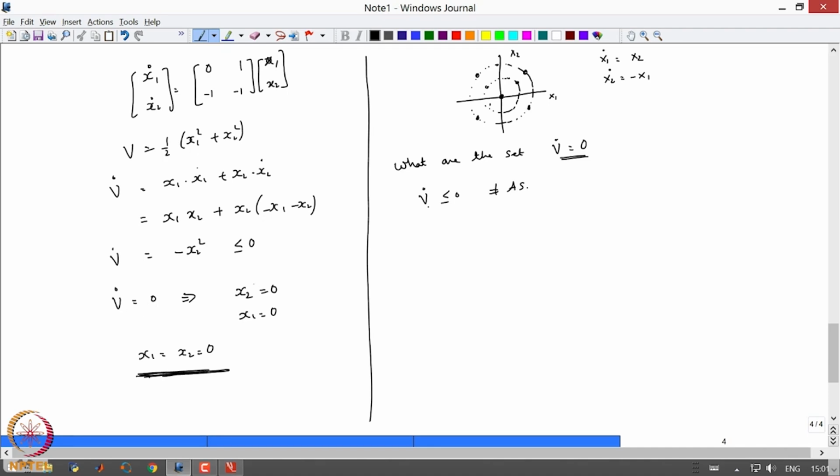which is actually happening in the second case. When V dot equals 0, that means x 2 equals 0. If I plug it in here, I get x 1 also equal to 0, and the only possibility here is x 1 equal to x 2 equal to 0, which is exactly my equilibrium point. That was about why we are obsessed with the largest invariant set.